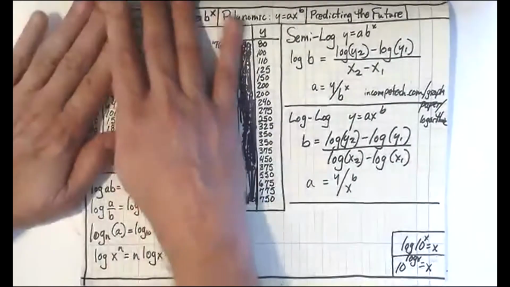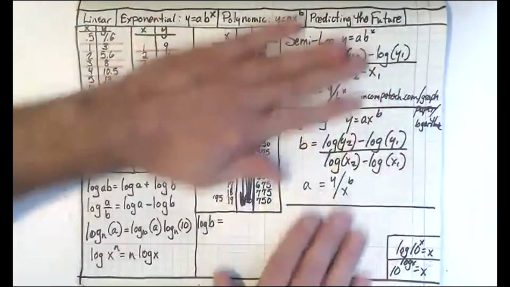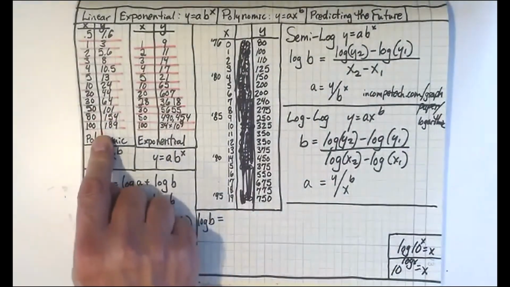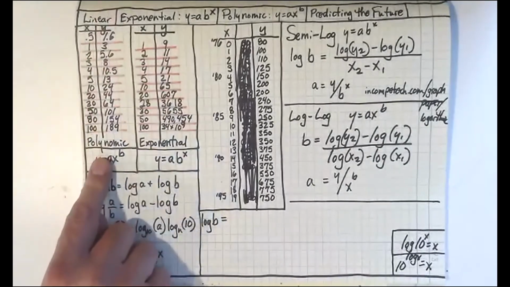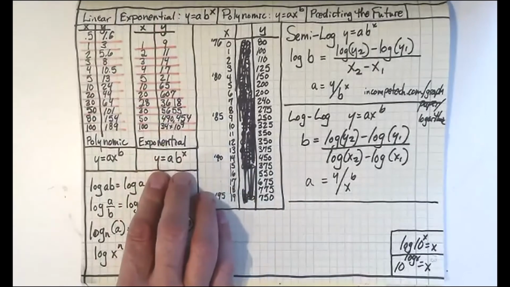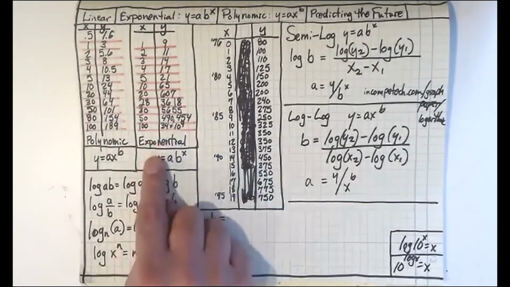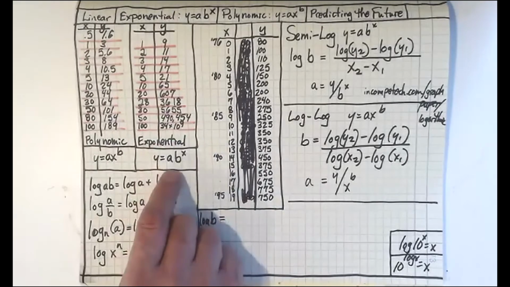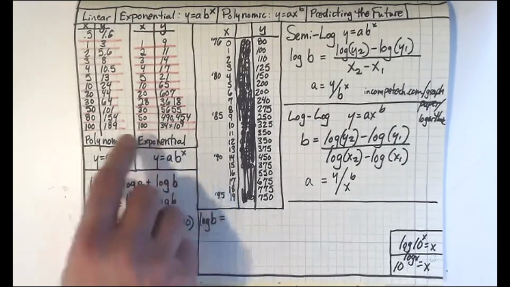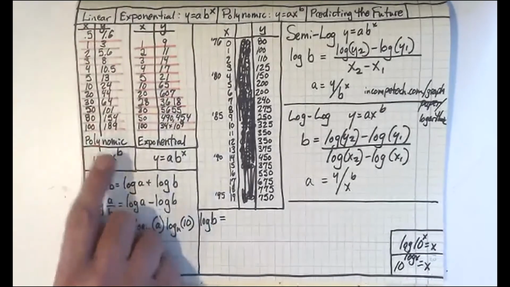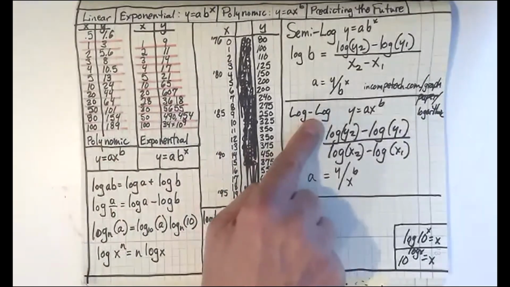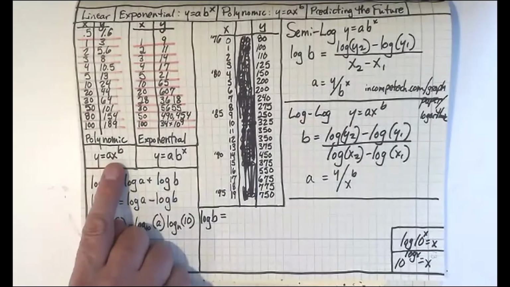Now, here's what you want to be doing while I'm going through all of this. You want to be writing these down. These are two X and Y sets of data that you are going to plot. You're going to plot one on a semi-log sheet of graph paper. That's the y equals ab to the x, so the exponential relationship. And you're going to plot this one right here on a polynomic or a log-log sheet of graph paper, which gives us the y equals ax to the b.